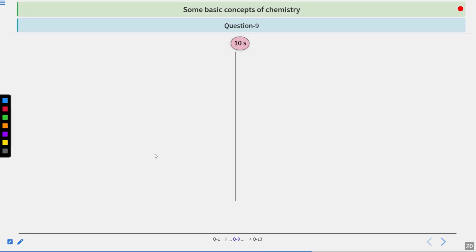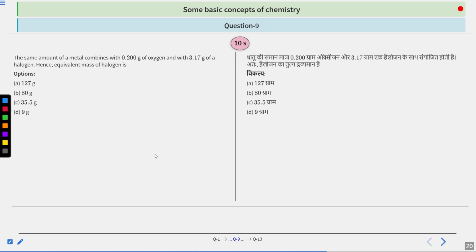Question number 9. The same amount of a metal combines with 0.200 gram of oxygen and 3.17 gram of halogen. Hence, equivalent mass of halogen is? Options are A 127 gram, B 80 grams, C 35.5 gram, and D 9 grams. So, these 4 are the options. Your time starts now. Let us look at the solution.